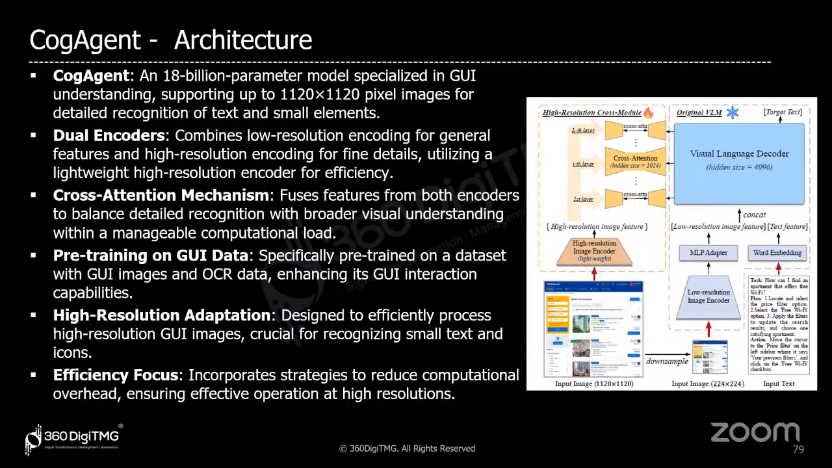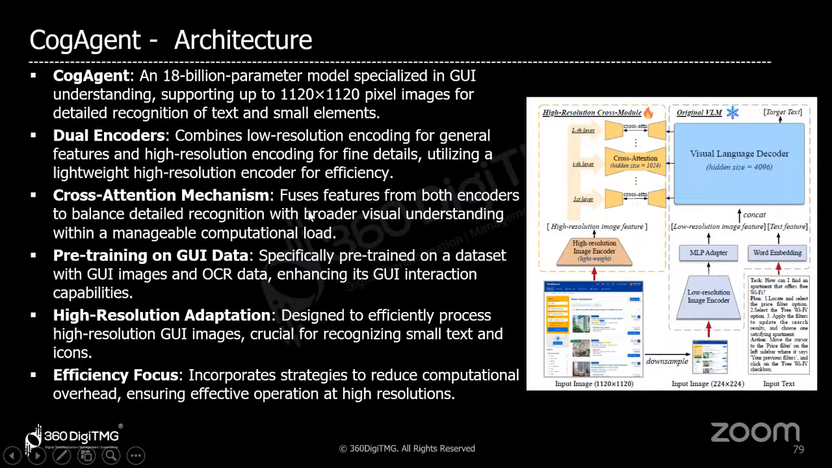The architecture of this model is trained on 18 billion parameters, specialized in GUI understanding, supporting up to this much image pixels. See, for detailed recognition of tasks and small elements. It has a dual encoder architecture, and it has a cross attention mechanism. Okay, so first it combines the low resolution encodings for generating the features as well as high resolution encodings for fine details. Then it has a cross attention mechanism, which fuses the features of both the encoders for balanced detail recognition.